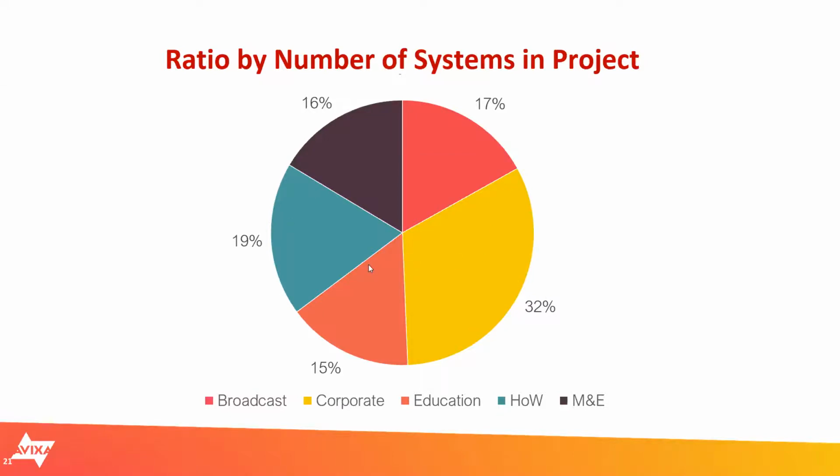I'll just share now that we found that in the broadcast arena and in the education and house of worship and media and entertainment, those organizations had a lot of knowledge. So the higher the knowledge of the customer, the fewer change orders, because they were able to relay their desires and what the end system should look like better than the corporate customers. So I'm kind of giving you the punchline beforehand, but this is ultimately what we learned from some of this data.